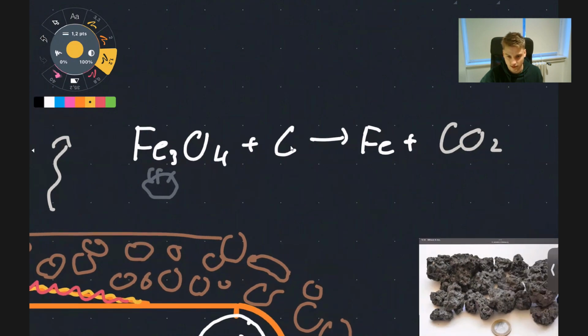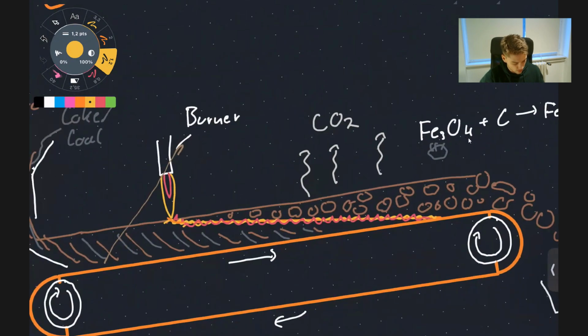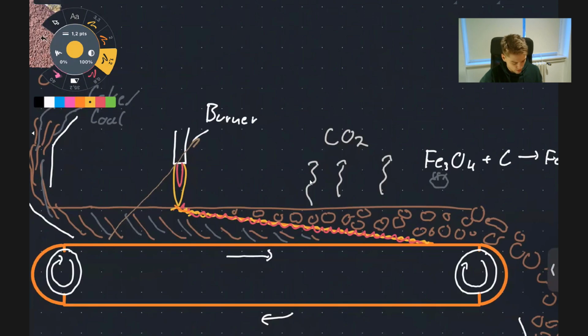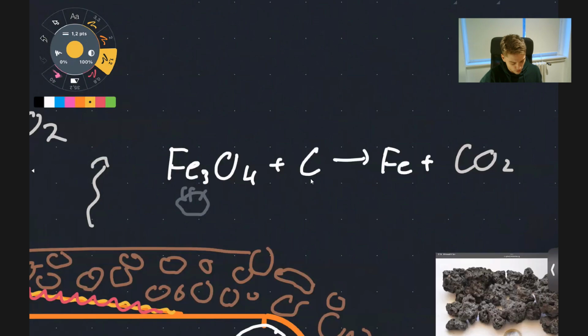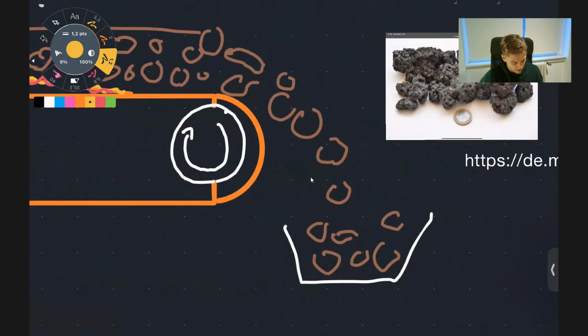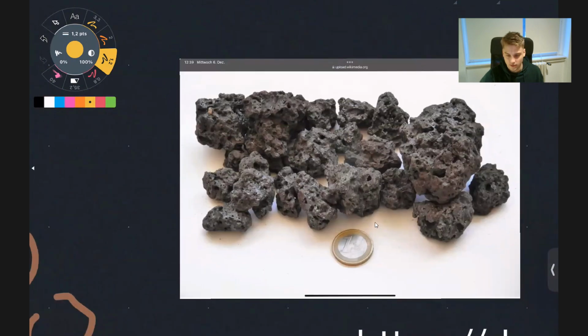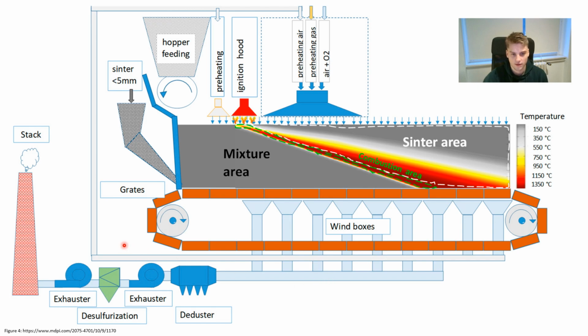This is done by a chemical reaction with carbon, where iron and also CO2 is formed. So we have the burning of coal, which releases CO2, but also the chemical reaction, the so-called reduction of iron ore, which also releases CO2. And in the end, we have the sintered iron ore, which can now be used for the blast furnace. Going back to the figure I've shown you before, you can now understand the mixture area, the combustion area, and also the sinter area.